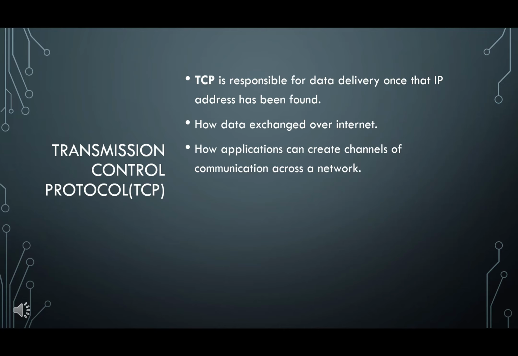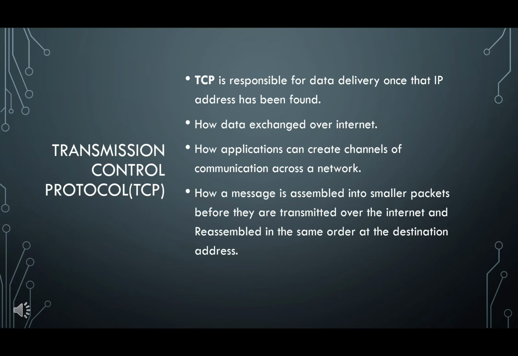The next thing is how applications can create channels of communication across the network. If there are two different applications in one specific communication, how does each channel or each medium expand that communication channel? And how a message is assembled into smaller packets before they are transmitted over the internet and reassembled in the same order at the destination address.